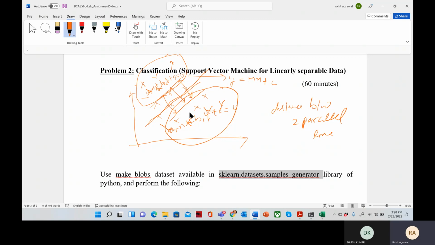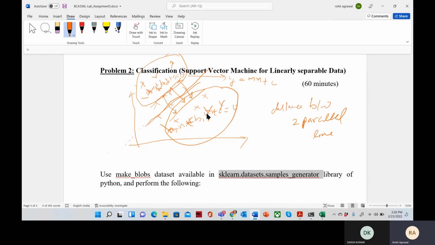So till now what we were doing, we were using linear regression, so we were just finding a line. This time instead of this line we are finding 2 parallel lines, that is the width here, and the data on one side of this line may be in one class, data on the other side of this line will be in the second class. Clear?